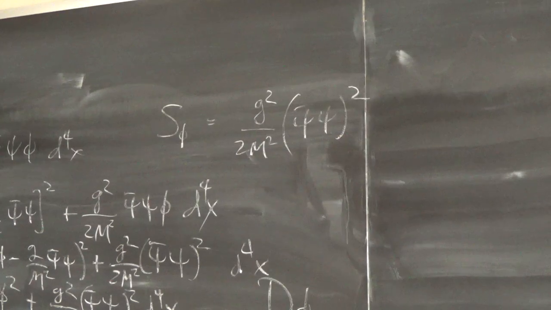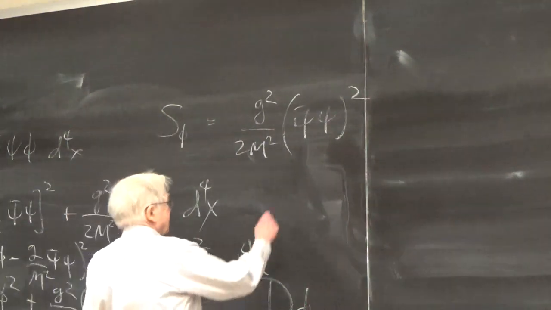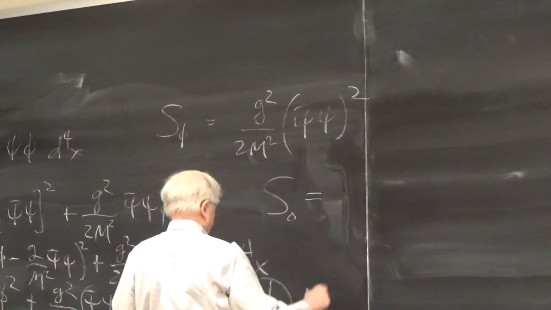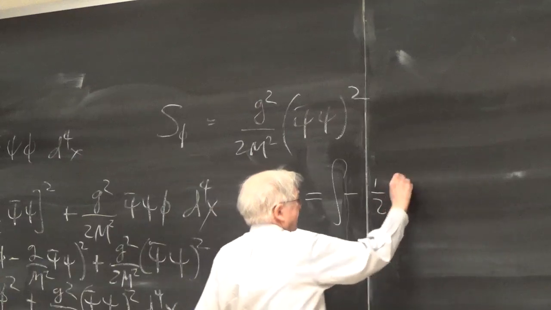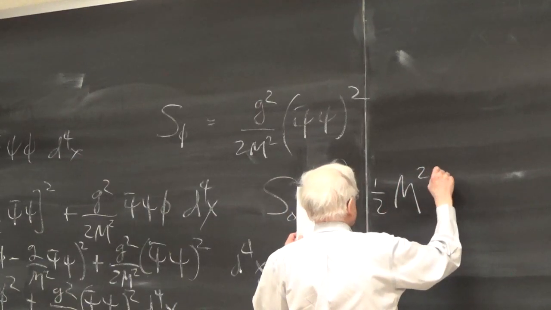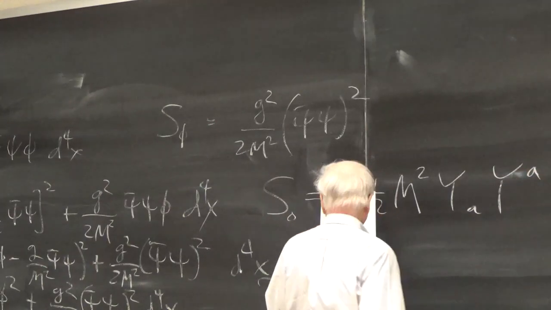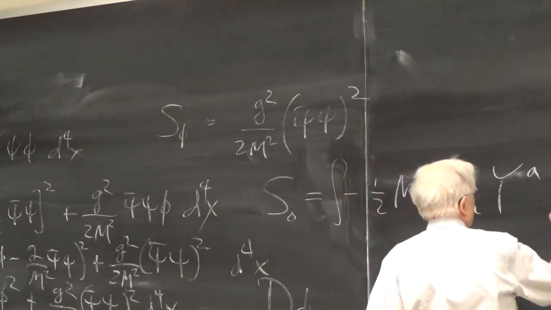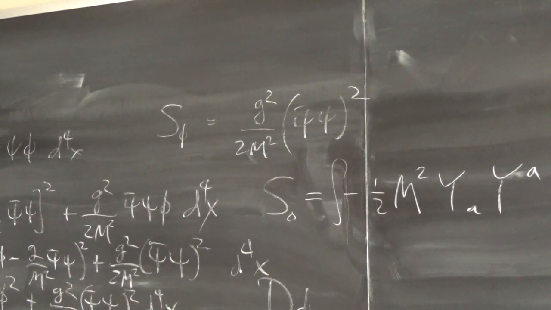So something similar can happen in a theory with gauge bosons. If we just keep the mass term minus 1/2 m squared, we imagine that we have a gauge boson YA, and that's interacting with a spin 1/2 field psi through psi bar gamma A psi YA, like that.